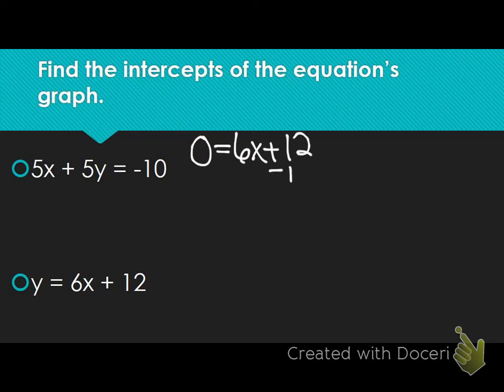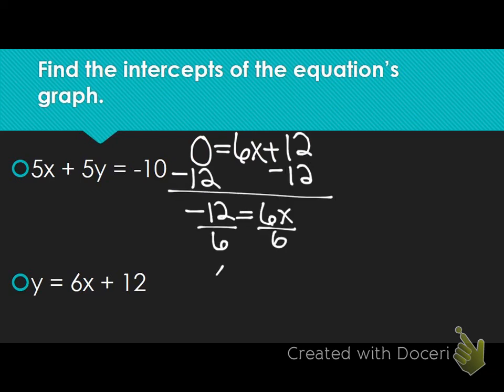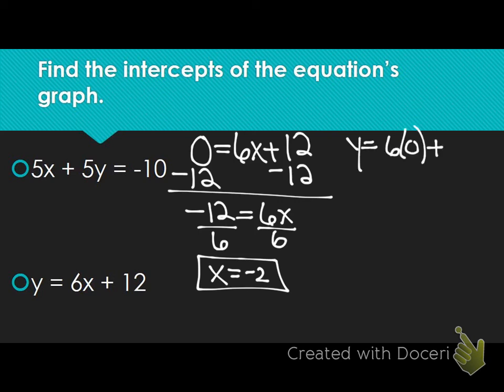All right, so we plug in 0 for y to solve for x. Did you get negative 2? All right, then we plug in 0 for x and solve for y. Okay, y equals 12. Who got them both? Good job, guys. All right, that's it for part 1 of your final exam review.